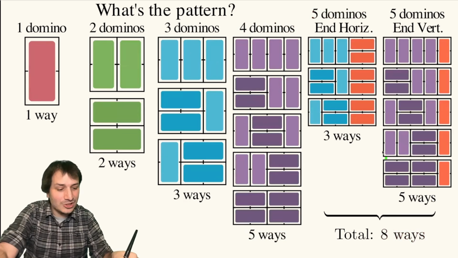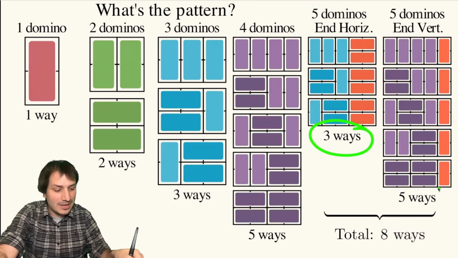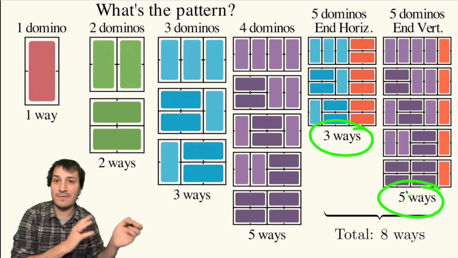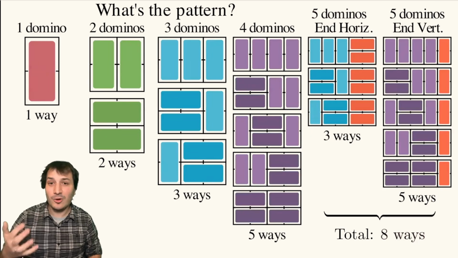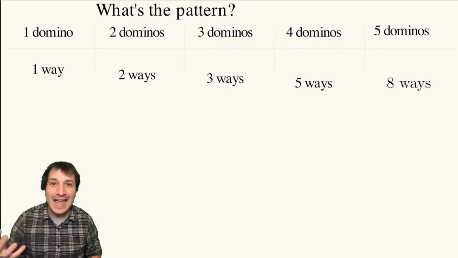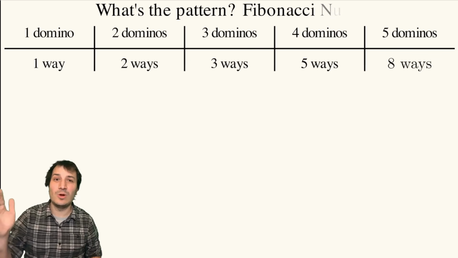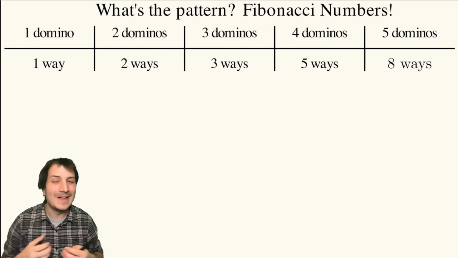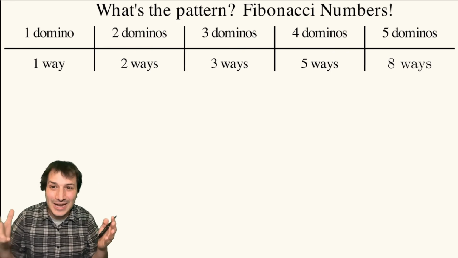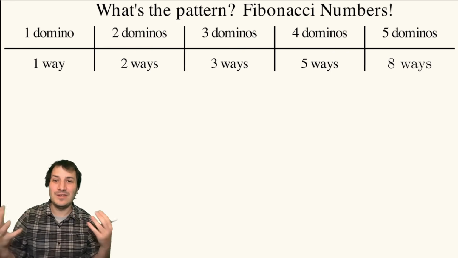And we saw actually that this 8 came from summing up the 2 previous numbers. 8 was the sum of 3 and 5. The 3 and 5 came from the previous ways, 3 and 5. In other words, the pattern at play here is exactly the Fibonacci numbers. It goes 1, 2, 3, 5, 8. Every number is the sum of the previous 2 numbers. We have discovered that domino tilings are naturally counted by the Fibonacci numbers.